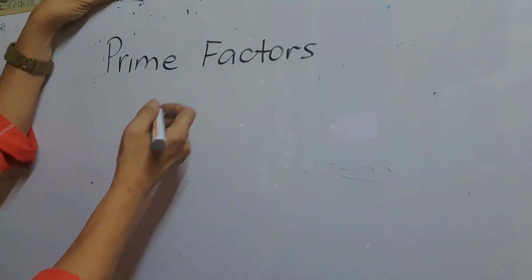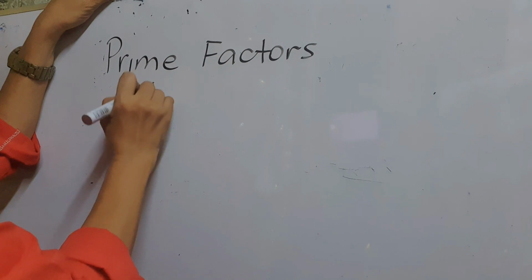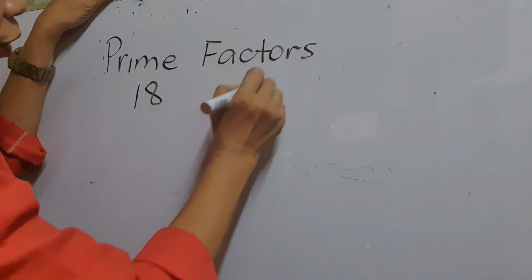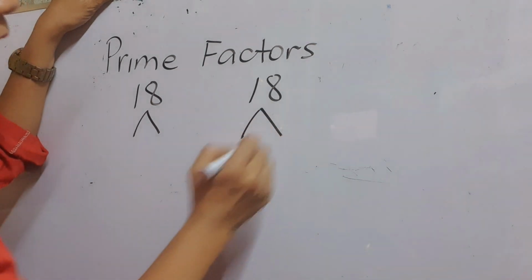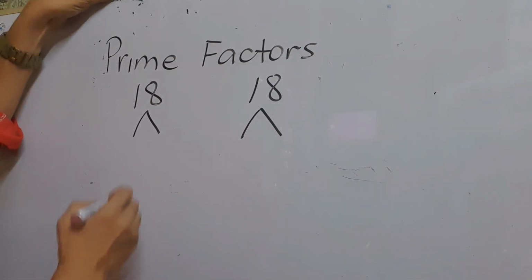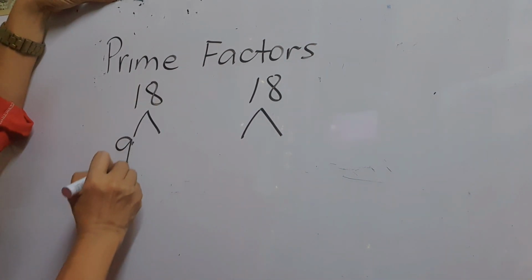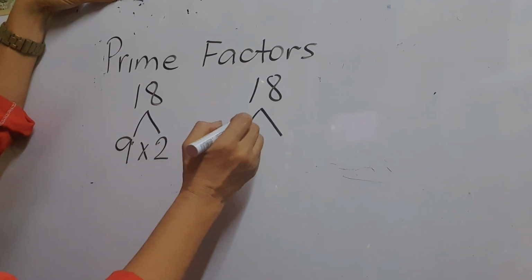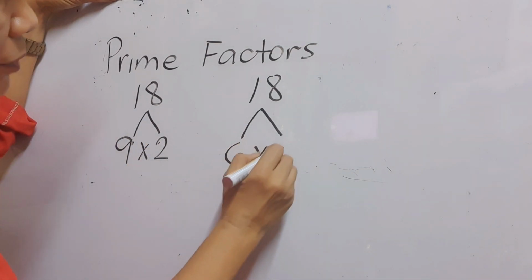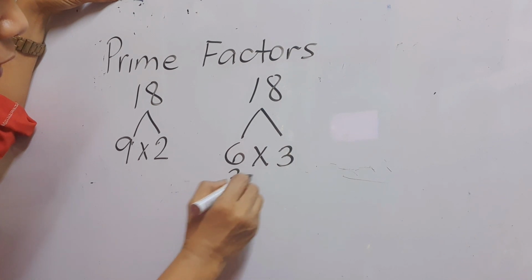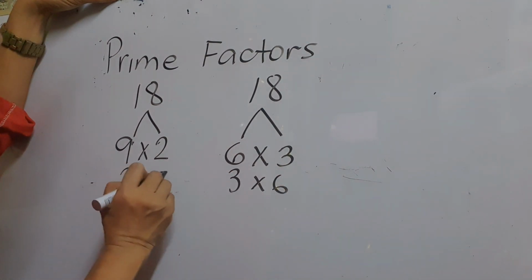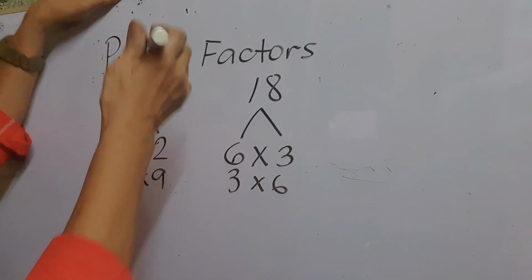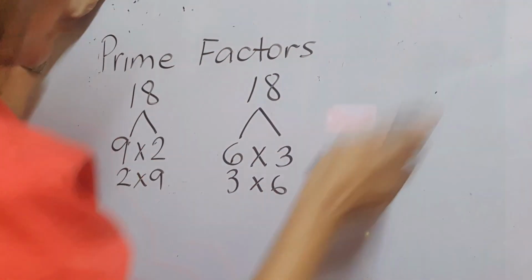Okay. So, let's say meron tayong numbers. We have here 18. And then here we have also here 18. Let's try to find out where did 18 came from. So, si 18, it came from 9 times 2. The other one is 6 times 3 or 3 times 6. Diba? Binaliktad lang, no? So, 2 times 9. Okay, so pareho lang.